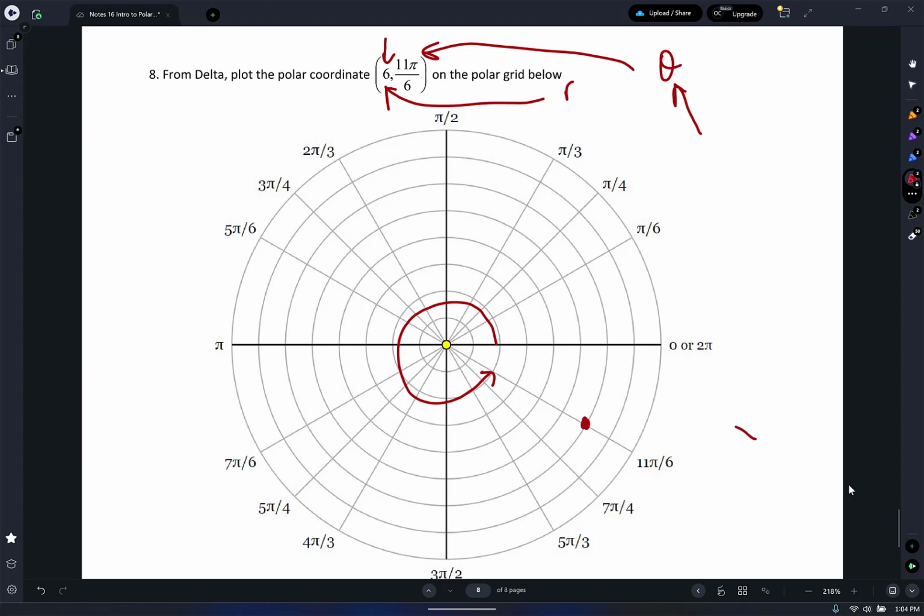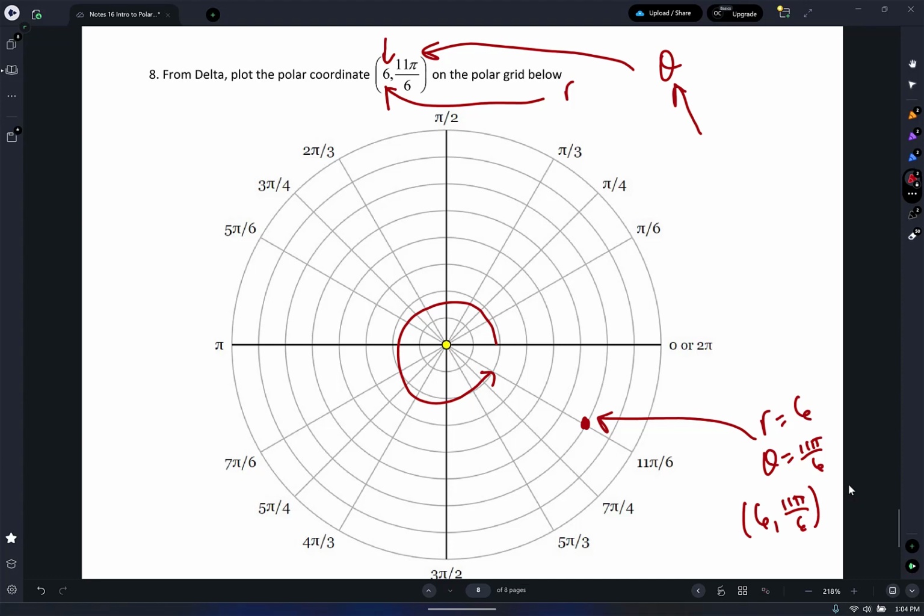So there it is. I just counted the rings. So that's R equals 6. And that's angle equals 11 pi over 6. So that's equivalent to 6, 11 pi over 6. And that's it. And you remember that, right?